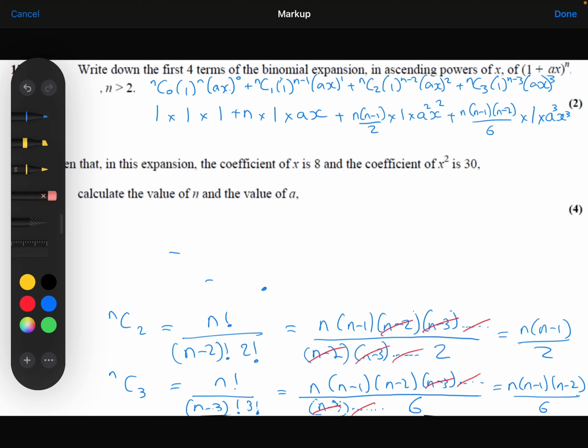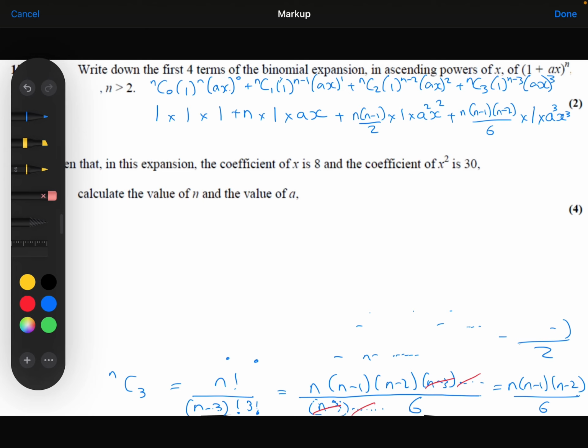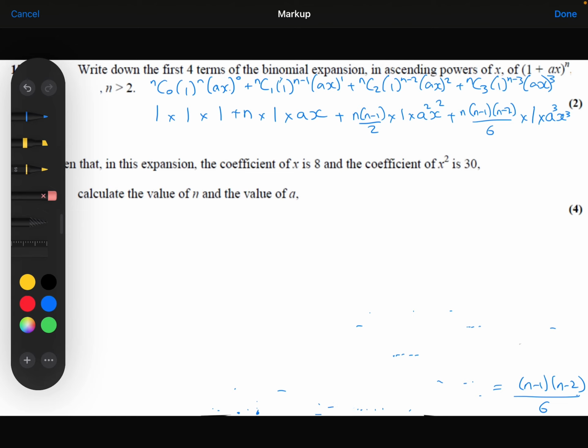Right, let's now simplify each of those terms. Just clearing a bit of space down here for part B of the question that we'll get to in a moment.